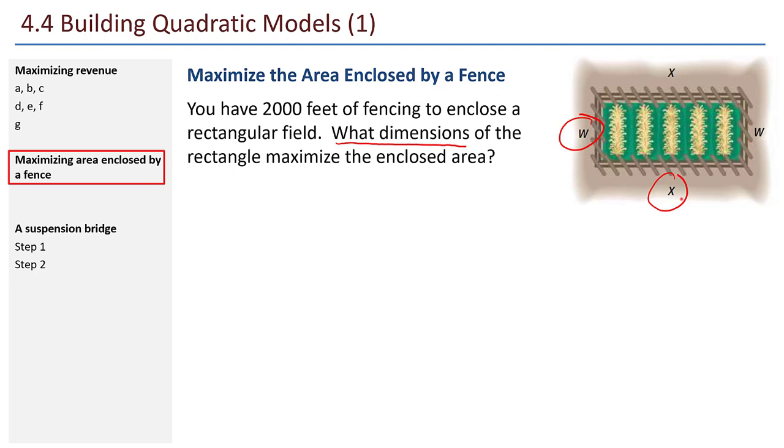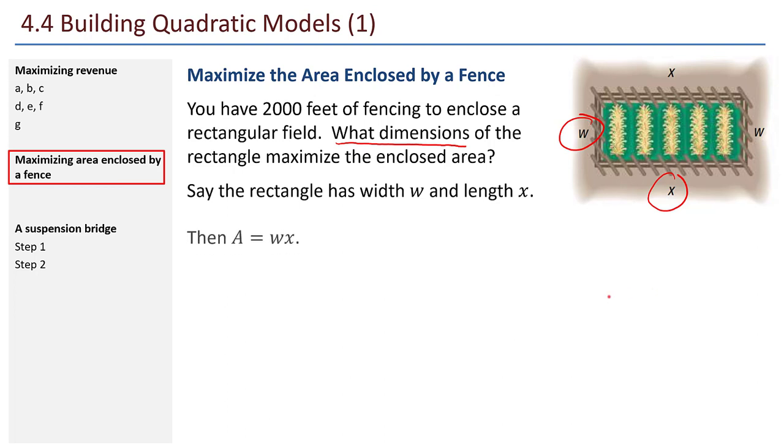And I want the area to be maximized. So what is the area of a rectangle? It's just length times width, right? So if this rectangle has width W and length X, its area is WX. Well, now what? It seems like there ought to be more to it, right? I haven't used the 2000 yet. Can you see how you might use WX and 2000?